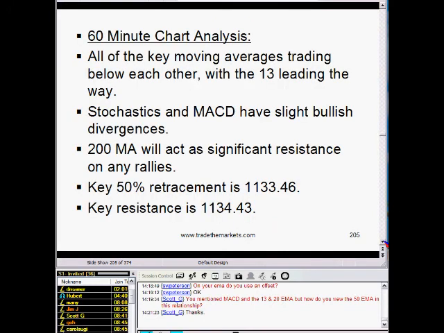All right, so now that's done, and I do the same thing. Let's just write down a few notes on the 60-minute charts. Where are the key moving averages? At what price points are they? What are the stochastics and the MACD doing? On this particular chart, they had slight bullish divergences. The 200 moving average is acting as significant resistance on the 60-minute chart. I want to point out where the key fibs are. I got a key number right there at 1133. Key resistance there at 1134.